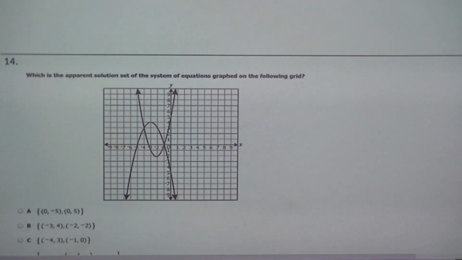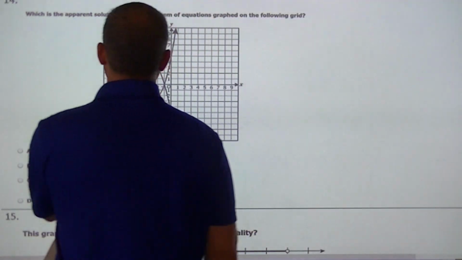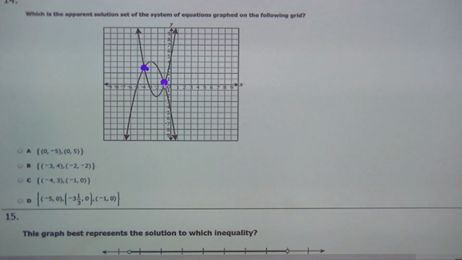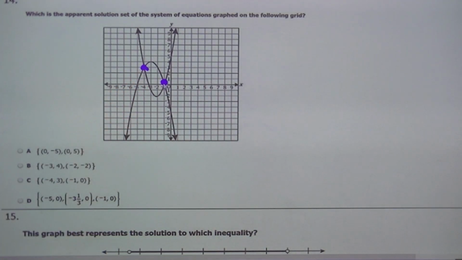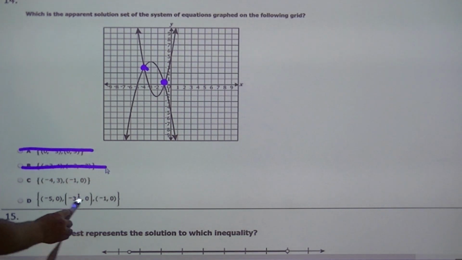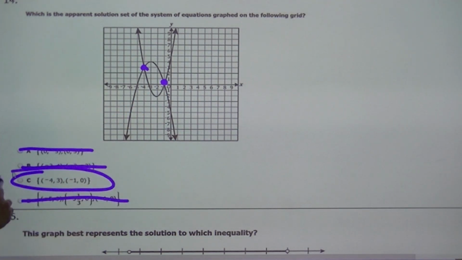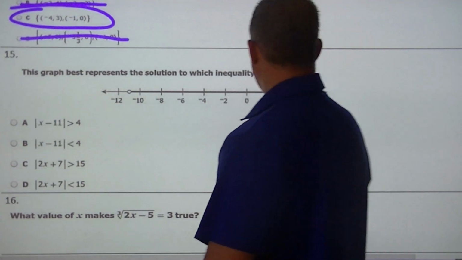Okay? So on to 14. It's another one I can do without the calculator. These answers are where this intersects at. So that intersects at -4, 3. So I know it's not this one. I know it's not this one. Or I know it's not this one. It's got to be this one because the other one's -1, 0. Okay, that's pretty easy.